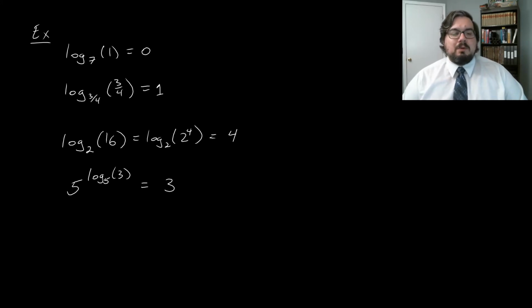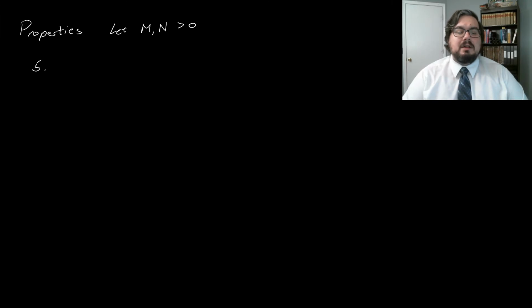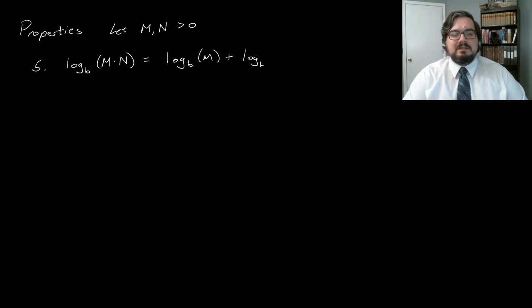Next, we're going to look at what happens when we take the logarithm of a product or a quotient. And these are going to be based on some of the properties of exponentials that we know. So, more properties of logarithms. Now, let's let m and n be positive numbers. If we take the logarithm of base b of m times n, that's the same as log base b of m plus log base b of n.